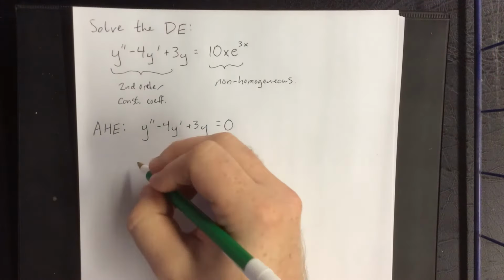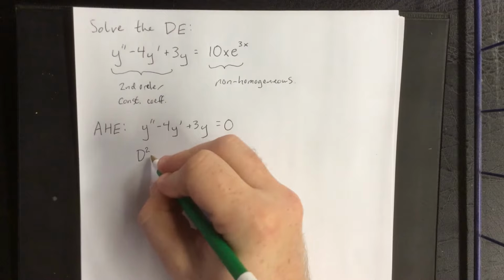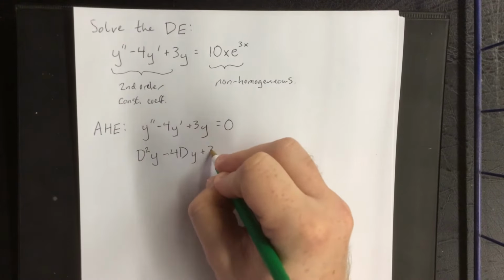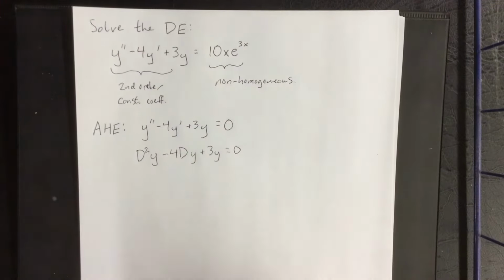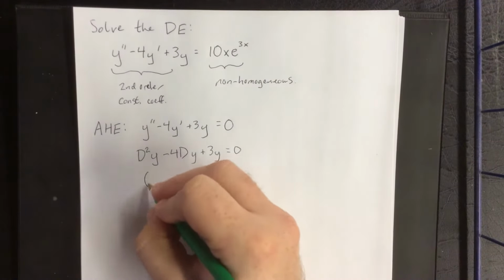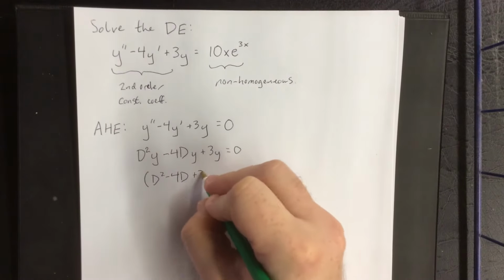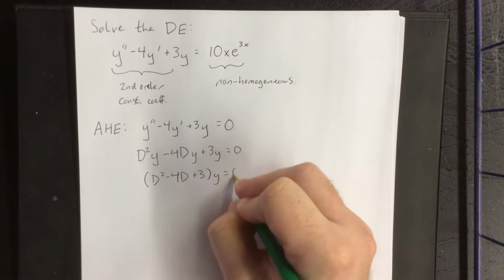Now I'm going to throw in some polynomial differential operators. So D squared y minus 4Dy plus 3y is equal to 0. Factoring out the y gives us D squared minus 4D plus 3, applied to y, is equal to 0.